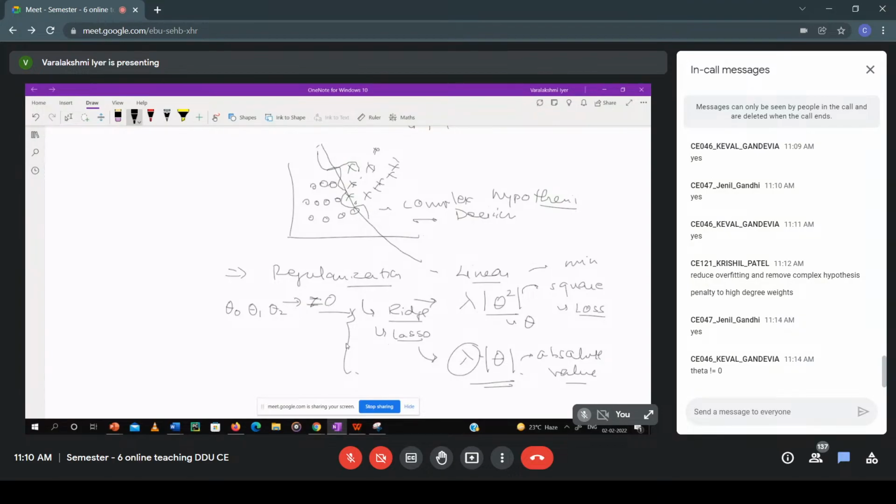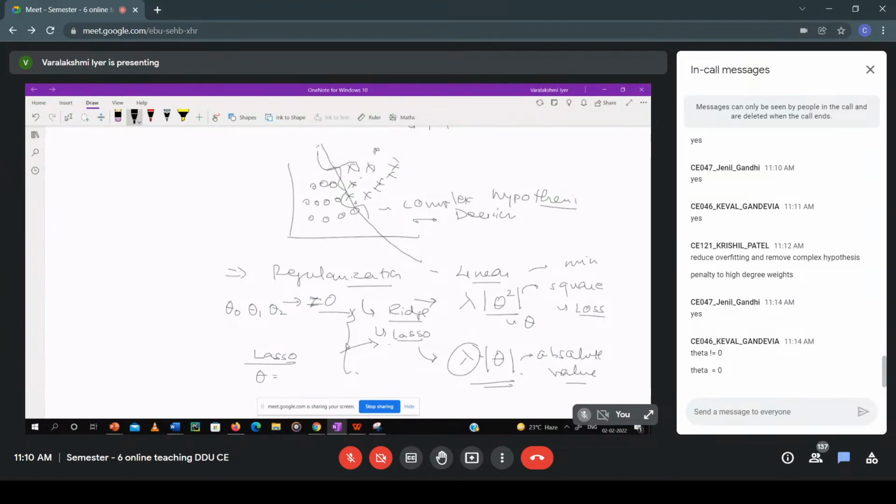But in the case of lasso, theta can be equal to 0, whereas in ridge it will not. In lasso regularization, your theta value can equate to 0. That is, lasso regularization will be used for feature selection. These 2 points we had already discussed in the case of linear regression.